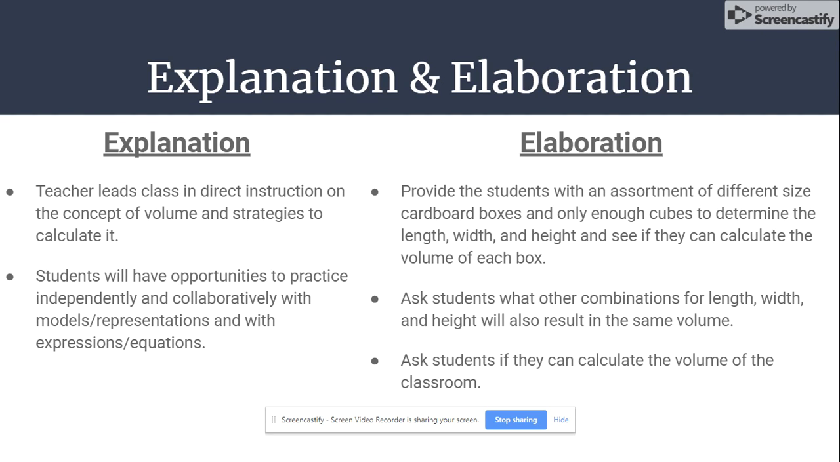And then for elaboration, I would get a bunch of different size cardboard boxes and have them try to calculate the volumes of those. They could measure them with rulers or measuring tapes. I could give them a limited amount of unit cubes so they could figure out how many cubes long, how many cubes wide, how many cubes tall, and then use their understanding of what volume means to calculate the volume without actually having to fill the box up with a bunch of cubes. Asking students if they can think of a different combination of length, width, and height that would result in the same volume. And then maybe even taking it to something more fun, seeing if they could figure out the volume of my classroom.